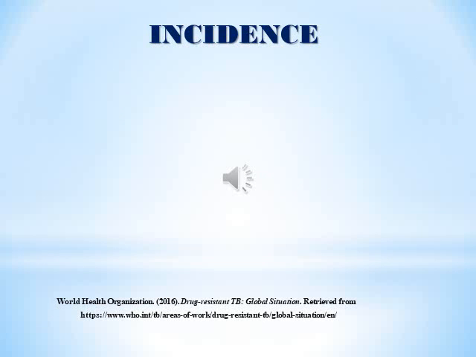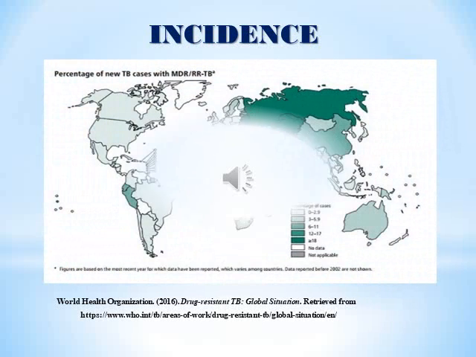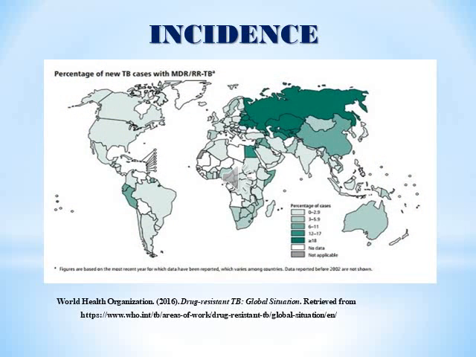Incidence. Cases of drug-resistant tuberculosis have been reported all over the world. However, certain countries such as China are particularly more affected by this type of tuberculosis. As shown in this map by the World Health Organization, China is responsible for 12 to 17% of all new cases of drug-resistant tuberculosis in the world.